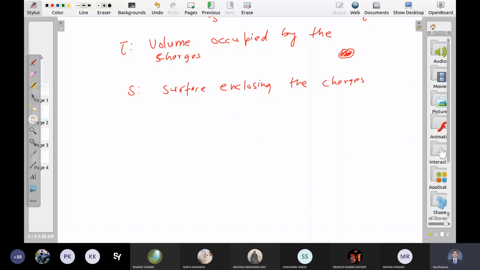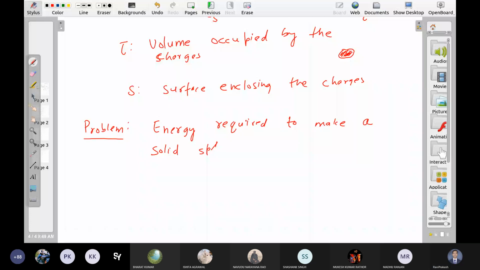Energy required to make a solid sphere of radius r with charge density rho naught. कैसे करेंगे इसको? So that formula 1/2 integration rho d. Method 1.